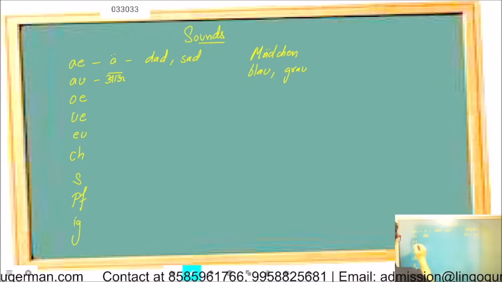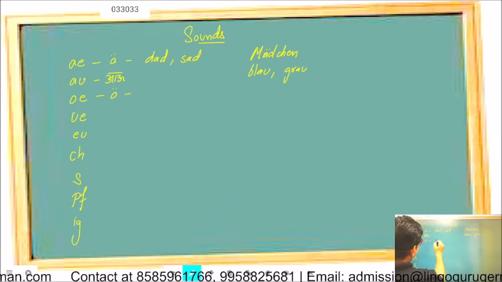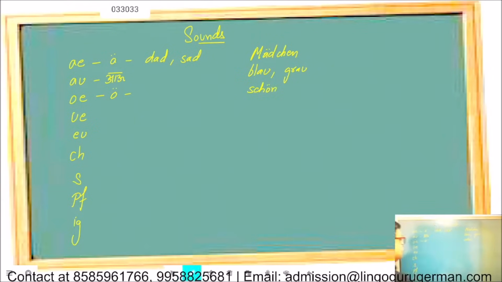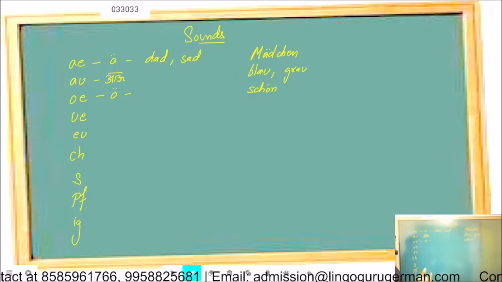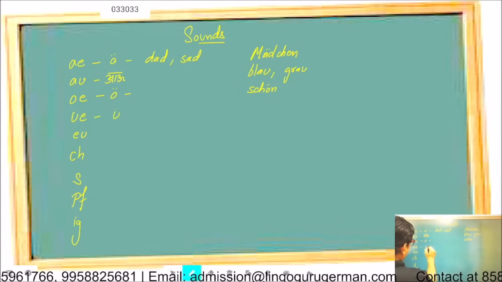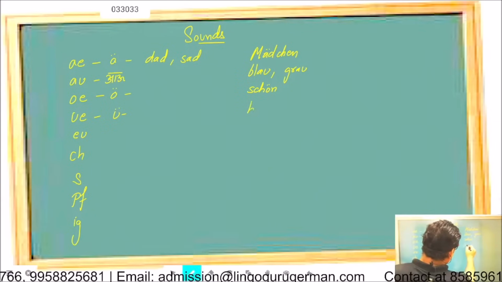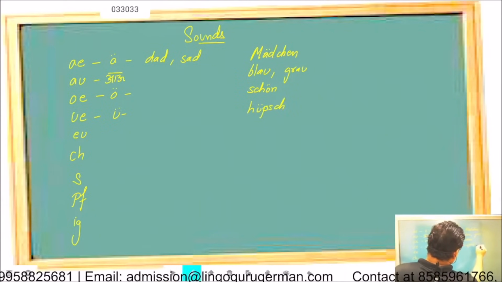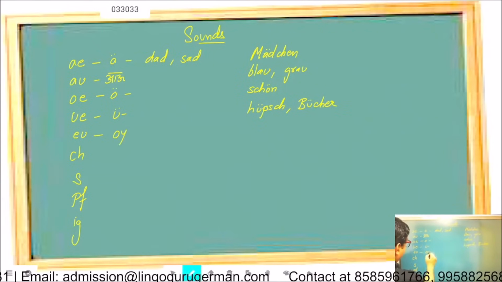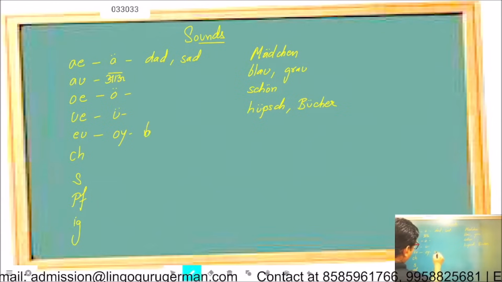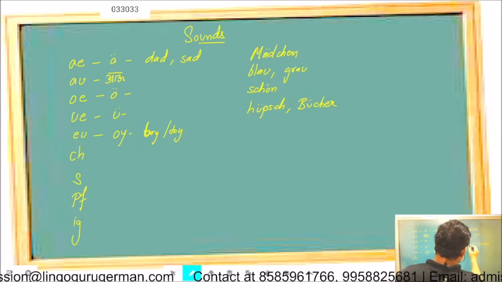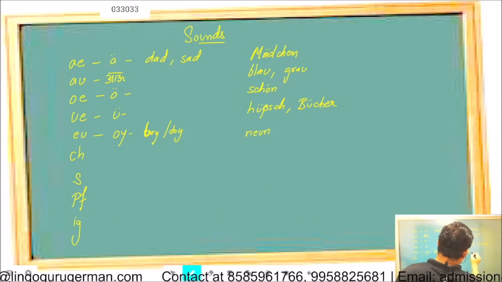Grau. OE, this is my O umlaut. The sound is E as in schön. In German, we have schön. Beginners pronounce it wrongly, making funny faces. U umlaut is as in hübsch. Bücher. EU is going to be pronounced as OE as in boy or toy. Okay, so like we have our number 9, neun.